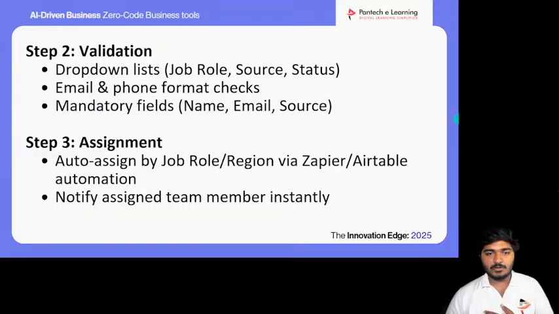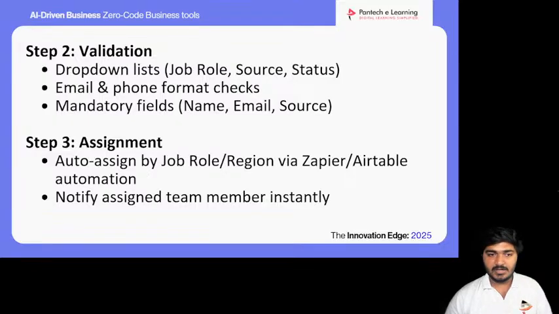And lastly, mandatory fields, which will be the name of the person or lead, and email and source. They have to be there in the data or in the master lead sheet so that we can make use of it. If this data is not there, that lead is a lost lead, so we can't make use of it. So these have to be there.